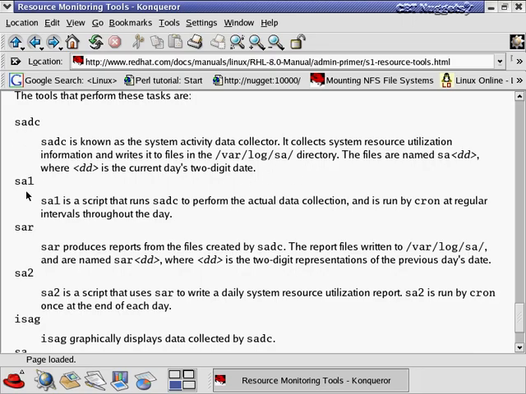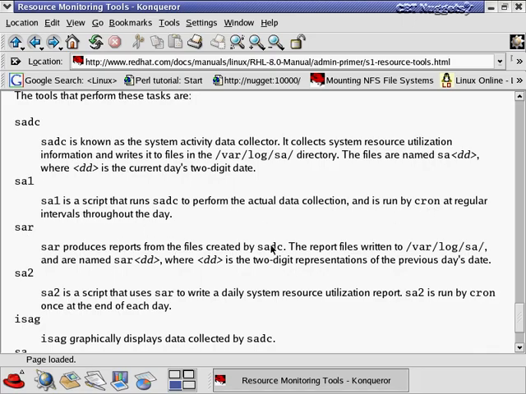Then sa1 is a script that runs sadc to perform the actual data collection. So sa1 is the script that you're going to have run by cron at regular intervals throughout the day. And we learned about cron back in the introductory videos. Cron is the tool that you use to make scripts run at regular intervals, either throughout the day or the month or the week, or however you set it up.